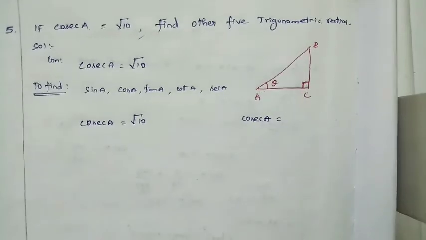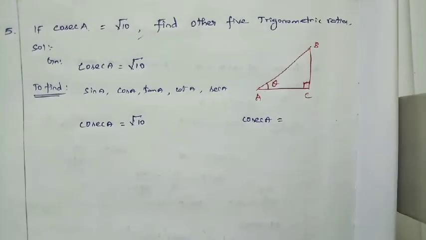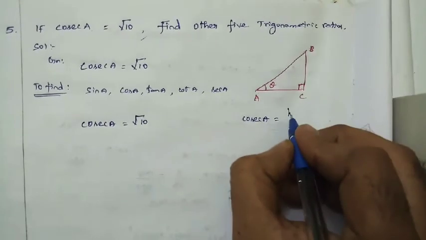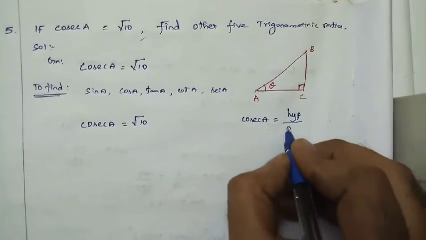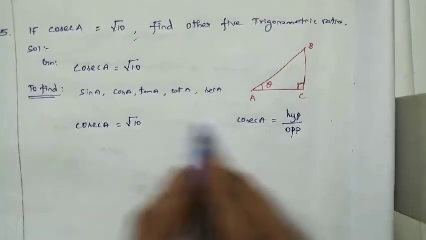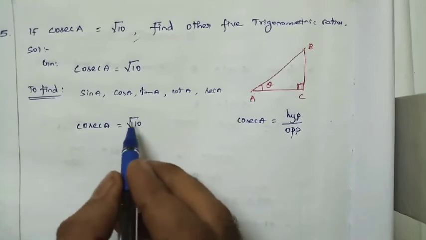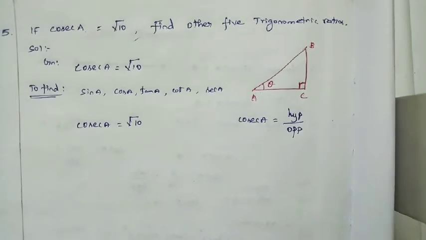What is the formula for the trigonometric ratio of cosec A? Cosec A is nothing but hypotenuse divided by opposite side. So I am just going to equate. Here it is not in the form of a fraction, so first you can convert it into the form of a fraction.